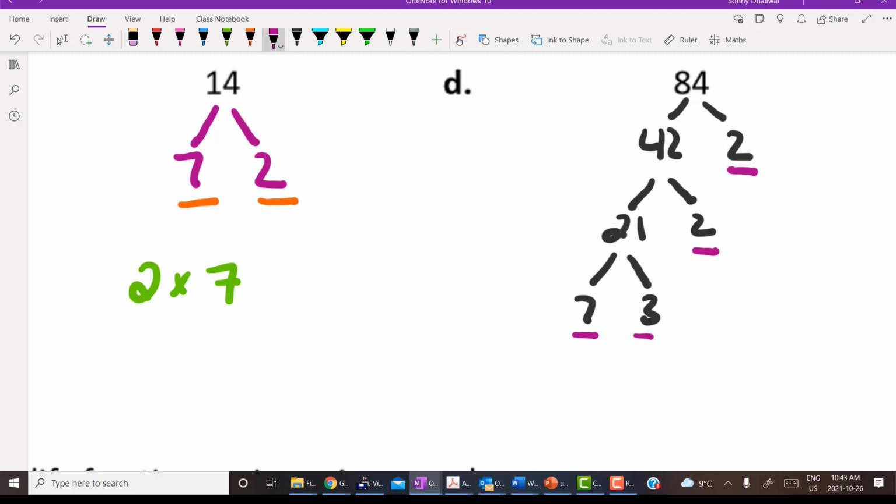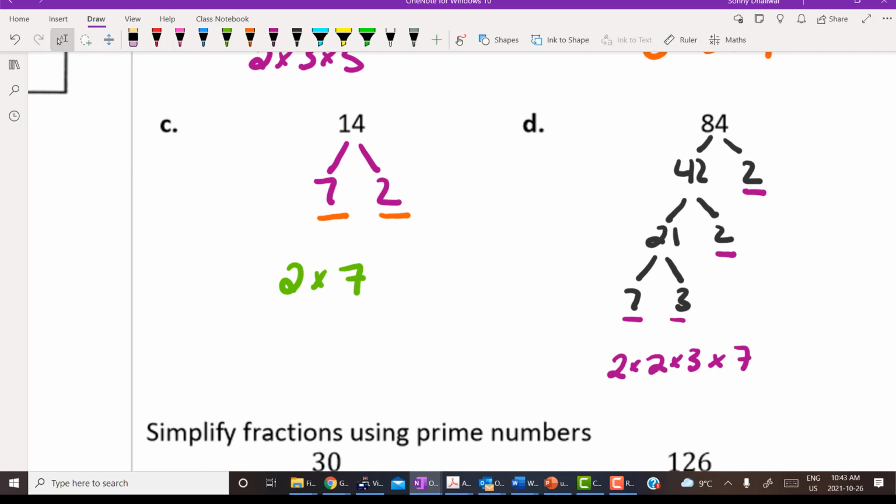So now, what is 84 equal to? The multiplication of all of its primes. So 2 times 2 times 3 times 7. How do you know what that is? Because we calculated it here: all the prime numbers being multiplied.